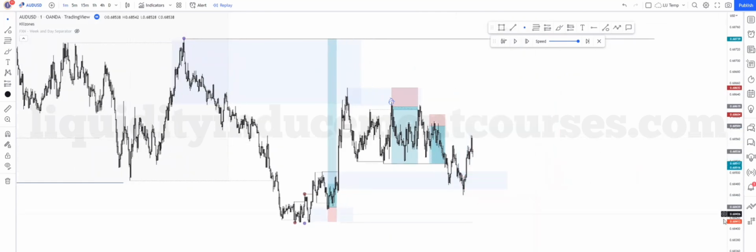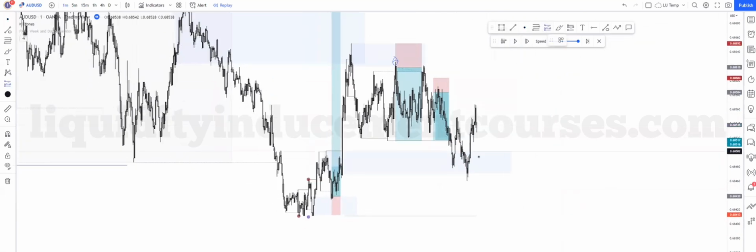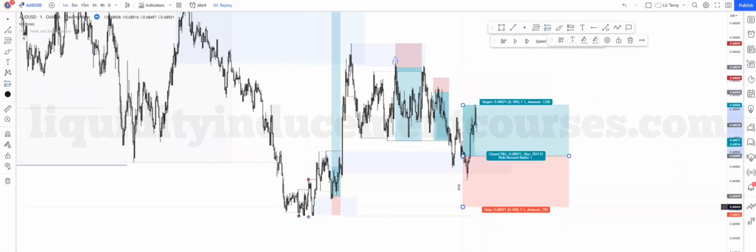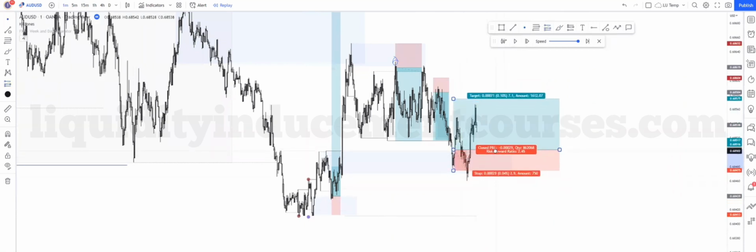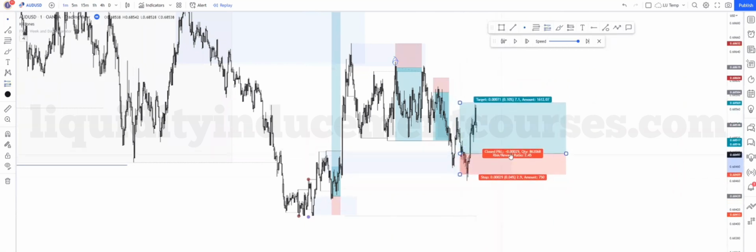Okay. So that would have been a loss. This would have been a loss, 100% a loss for me. So it would have been a loss if we took it directly, and it would have been a loss if we took it on a confirmation entry.